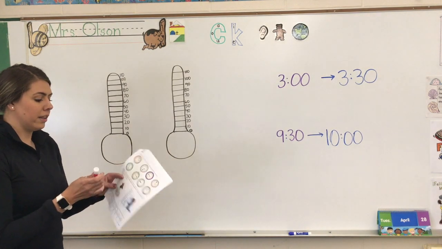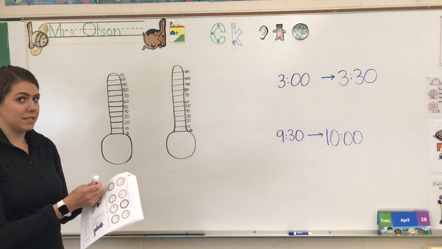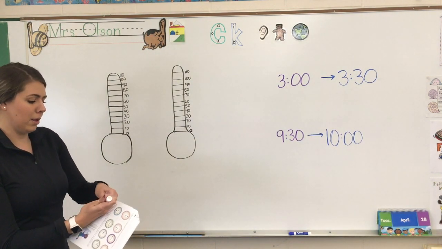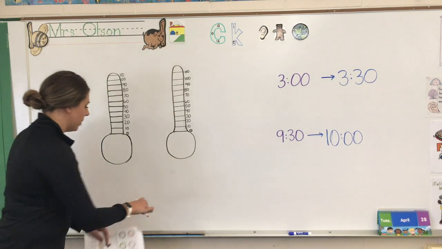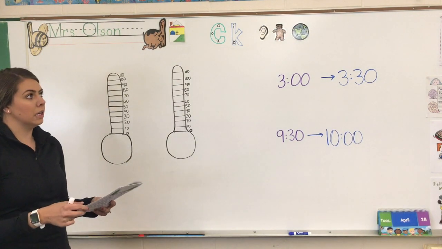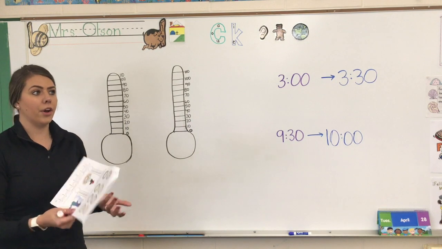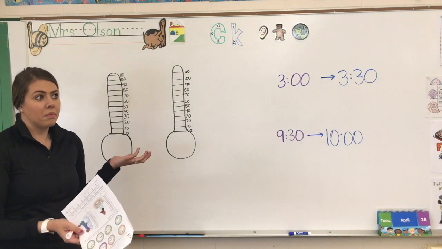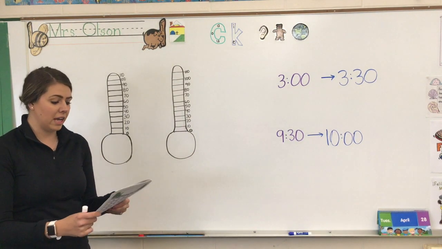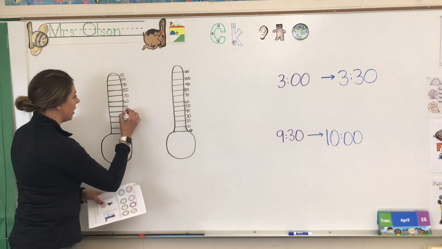Well, we know that 32 degrees is freezing outside, so he's probably not going to be playing baseball in the cold. So we think baseball season's kind of in the spring, like today maybe, and our weather is probably about 55 or 60 degrees out right now. So you could color anywhere.